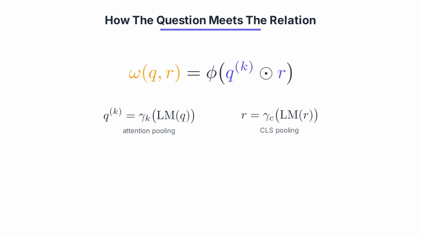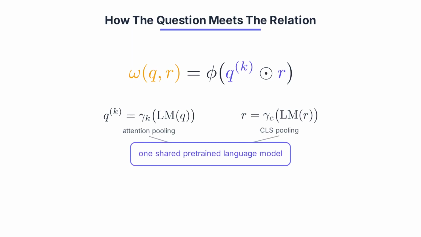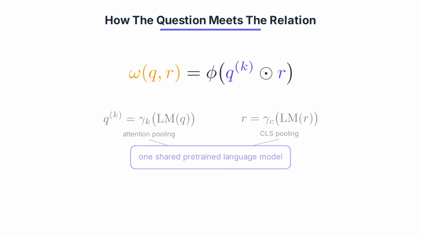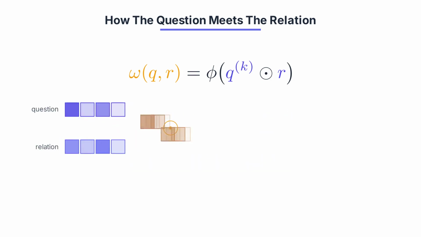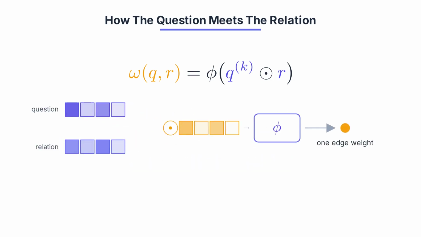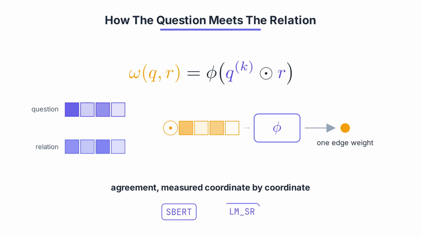The question and the relation are each encoded by a shared pre-trained language model, attention pooling for the question, CLS pooling for the relation. The two are then multiplied element-wise, and a small neural network squashes the result to a single scalar. 2 representations meeting in one space, agreement measured coordinate by coordinate. The paper trains 2 versions, one on SBERT and one on a knowledge graph-specific encoder.